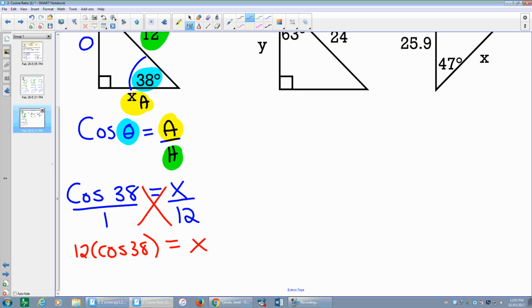Well, this is a nice easy one. I can just plug that into my calculator. 12 times cos of 38. And we're going to round to 1 decimal place because this is a side. So I'll give everybody a couple of seconds to figure this out. Okay, sorry about that. So again, when you type that into your calculator, you will get 9.5.